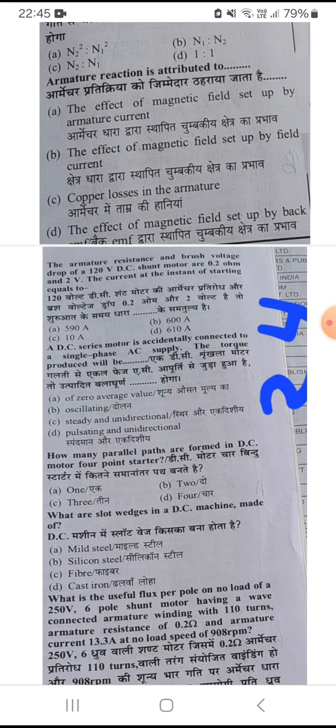Next, the armature resistance and brush voltage drop of a 120 volt DC shunt motor are 0.2 ohm and 2 volt. The current at the instant of starting equals. This is the numerical question. We know that the armature resistance is equal to 0.2 ohm, brush voltage drop 2 volt, and we know that V is equal to I into (RA plus RB). Here RB is much smaller compared to RA, so we can neglect RB. That is 120 by 0.2 equal to 600 ampere, which is the right answer.